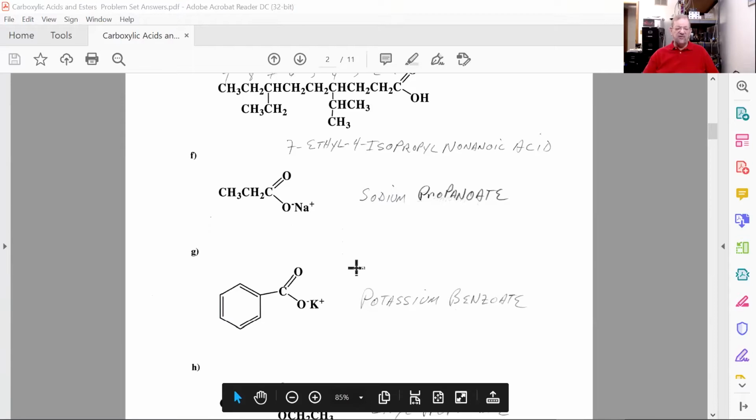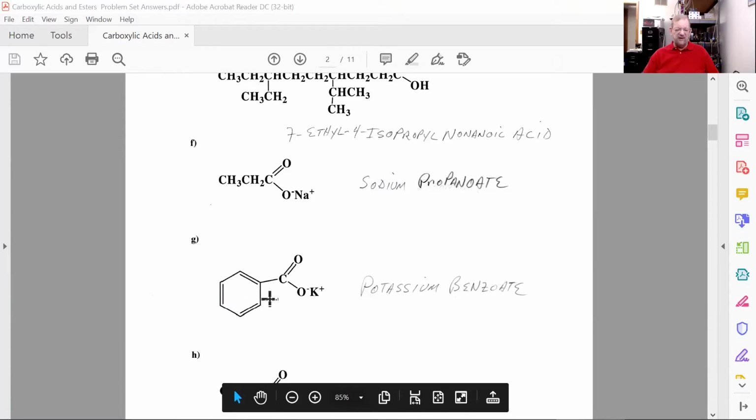Now, with this one, when R is a benzene ring, you do have to use the IUPAC name, still put the cation as the name of the element it comes from in front, but now this would be, if it was an H, benzoic acid, drop the IC in the word acid and add ATE, and this is potassium benzoate.